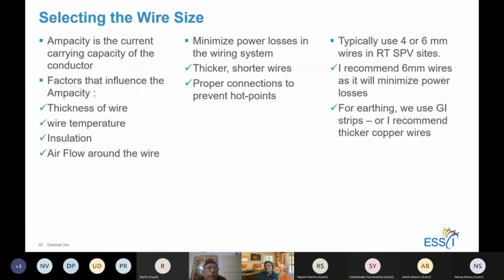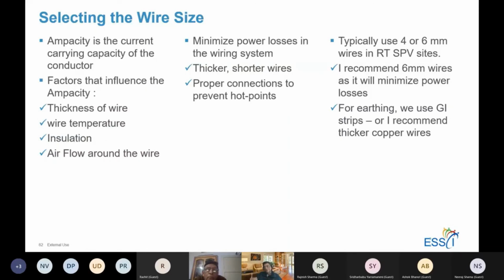And typically you'll find in rooftop solar, they'll use 4mm or 6mm wires. And lots of people just go with the 4mm wire. It's cheaper. It costs you about 25 rupees a meter. The 6mm wire will cost 35 rupees a meter.